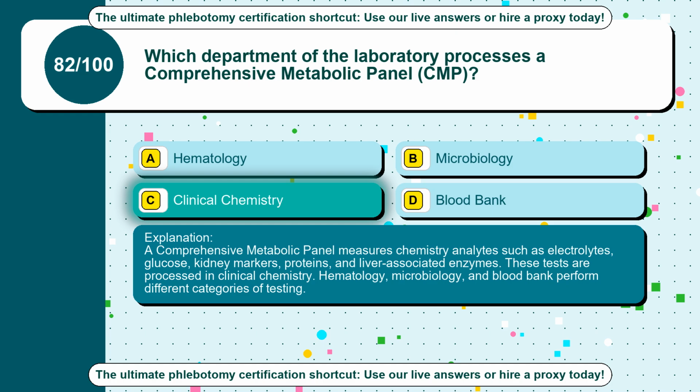A comprehensive metabolic panel measures chemistry analytes such as electrolytes, glucose, kidney markers, proteins, and liver-associated enzymes. These tests are processed in clinical chemistry; hematology, microbiology, and blood bank perform different categories of testing.